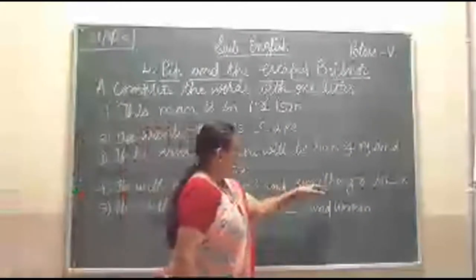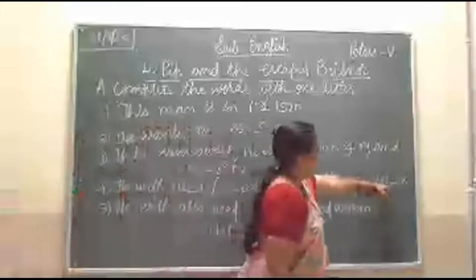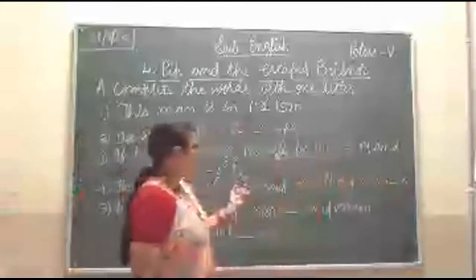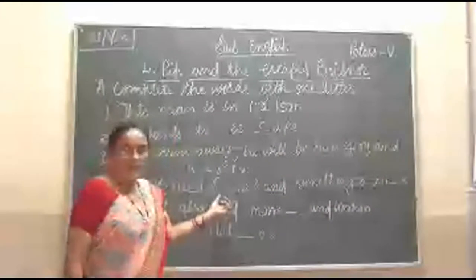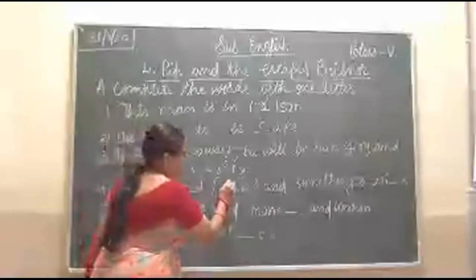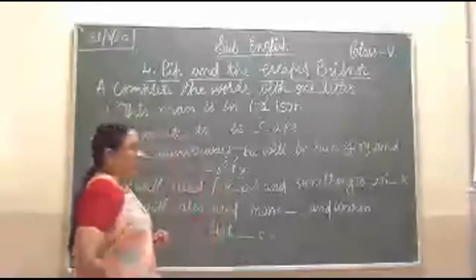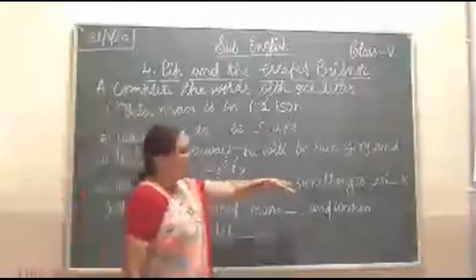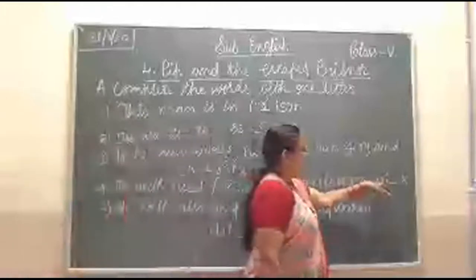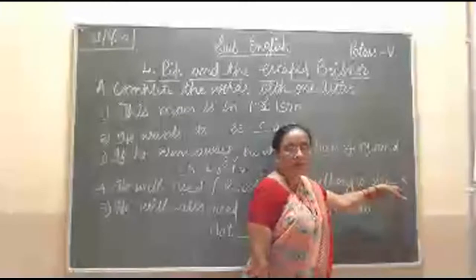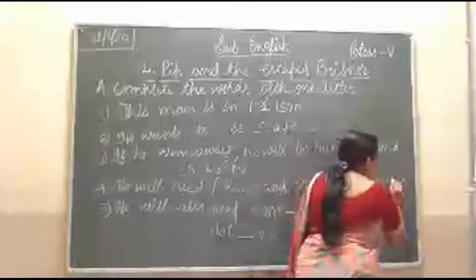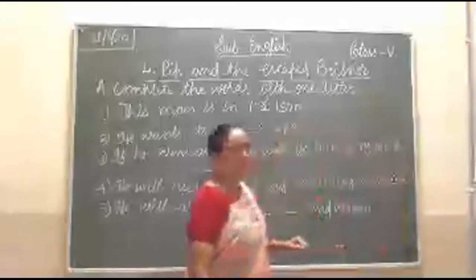He will need F_OD and something to DRI_K. What is the word here? Yes, food. Here you must write O. Next, and something to DRI_K. What is the word? Drink. So we must write here N.